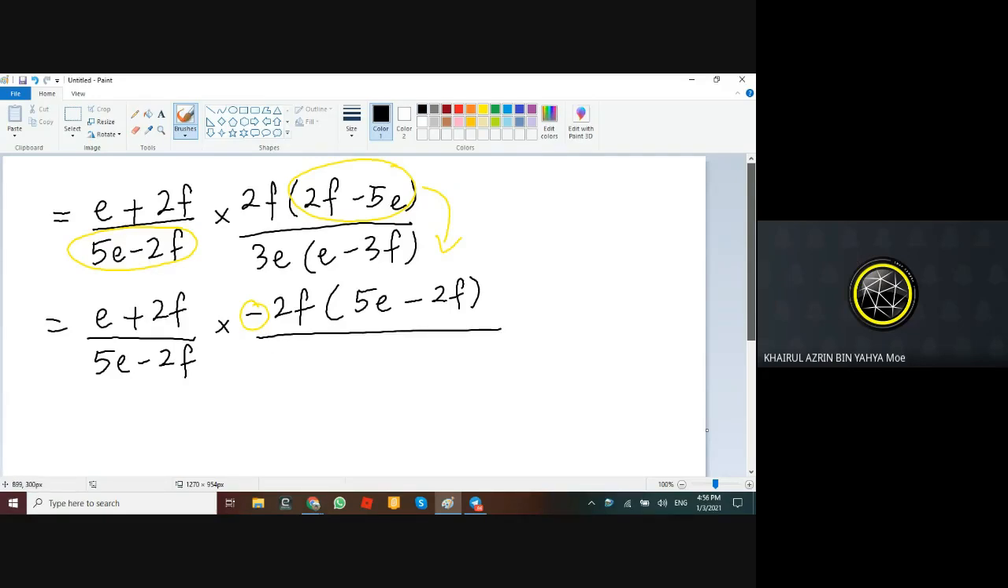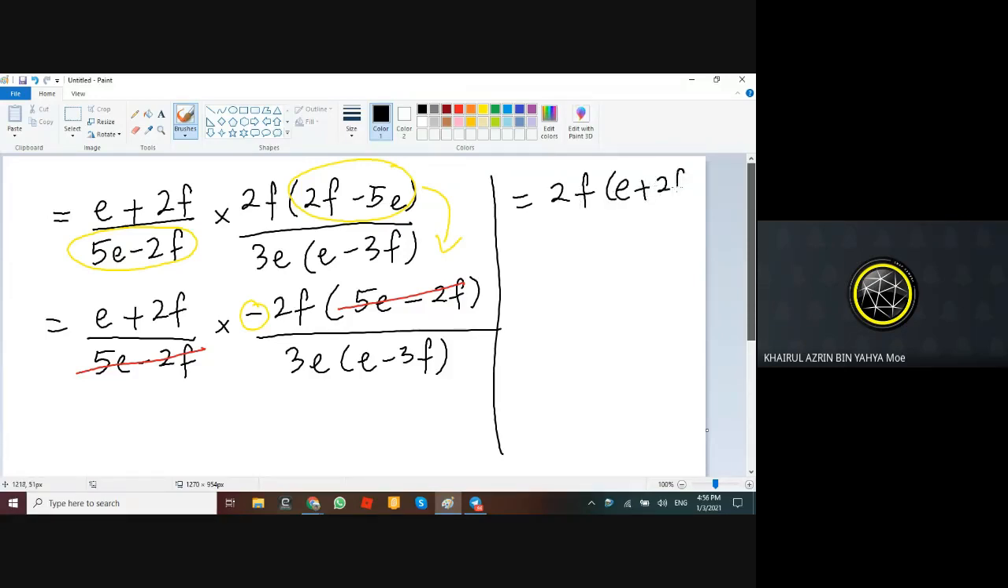Chu Yu Heng, yeah, you are correct. Thank you, very good. So this one, we write 3e minus 3f. Now we can eliminate this one, 5e minus 2f, 5e minus 2f. We can eliminate that one. Anything else we can eliminate? I think no, that's all. So the answer is 2f plus 2e divide with 3e minus 3f, and this is the answer.